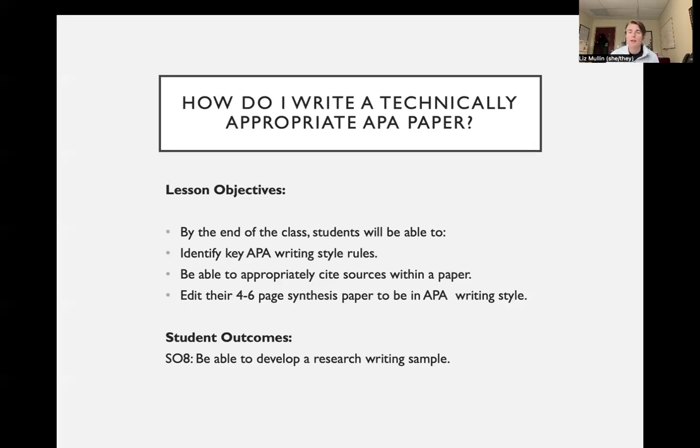But today we are going to talk about writing a technically appropriate paper. And so our next big question is, how do we do that? How do we write a paper as we're pulling together our first research paper for assignment 2, where we are summarizing and synthesizing other sources? How do we do so that follows these conventions of typical writing? And in this case, we're talking about typical research writing with APA format.